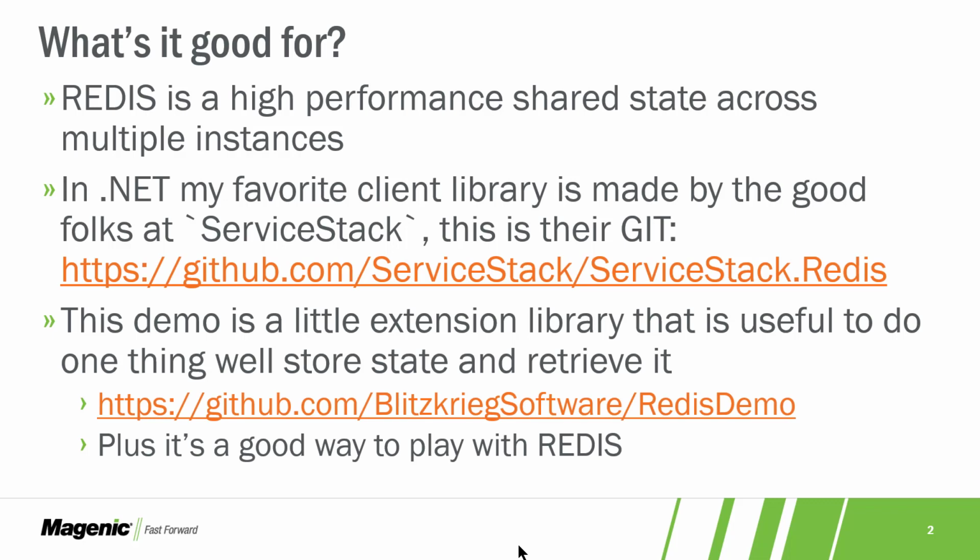So what I did is I took their great library and I wrote a little facade, a little helper over it to do something really simple. And that is getting and setting name value pairs in a shared state. And so it's a great way to get started and play with Redis. And we're using Redis out of a Docker container for our demo. So let's just get right to the demo and then look at some code.